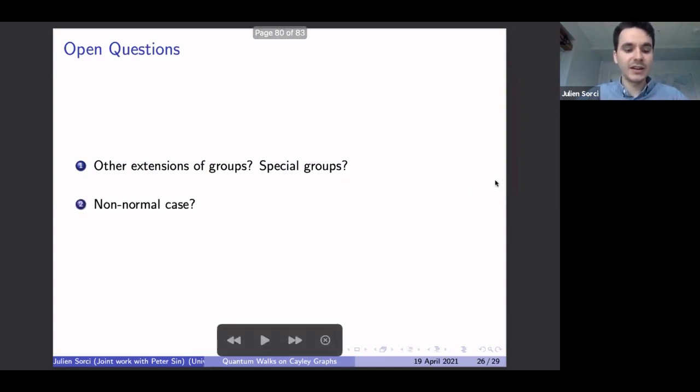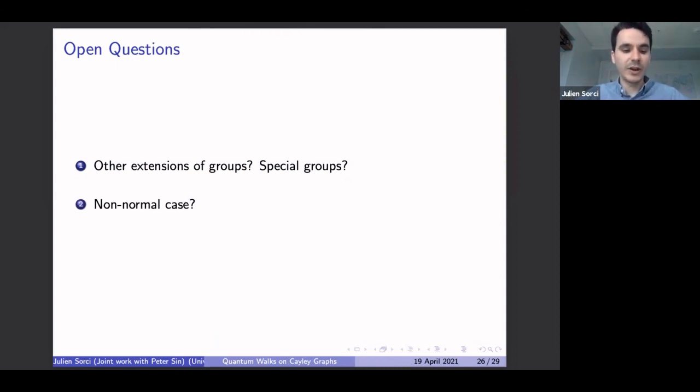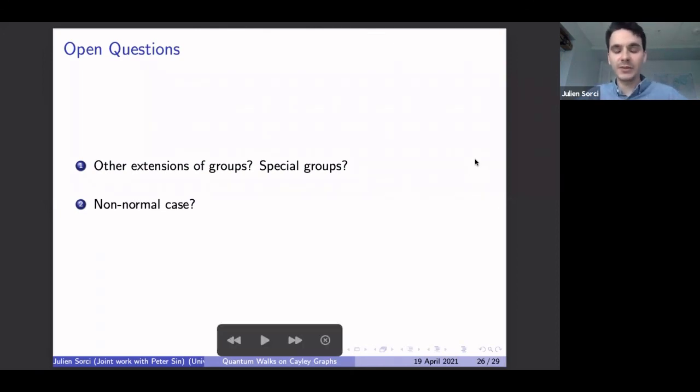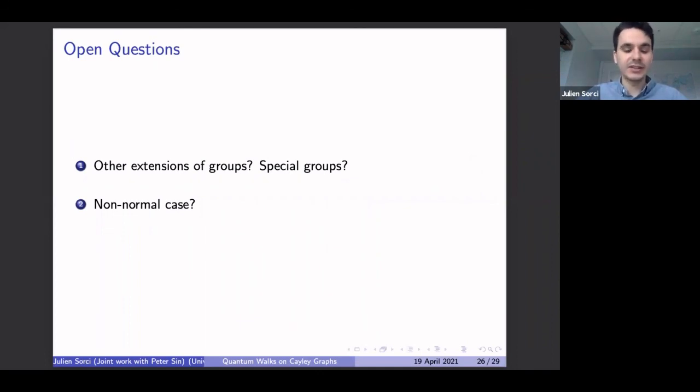And then another thing is that this whole time, we only considered normal Cayley graphs where the connecting set was a union of conjugacy classes. And so it might be interesting to look at more general Cayley graphs where the connecting set is just an arbitrary subset of the group elements.